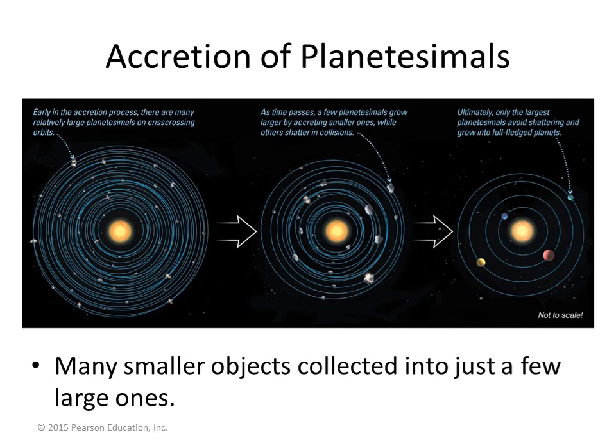So this is how they accreted, or gathered up, I guess you could say. The many smaller objects collected into just a few large ones. Now, this process, of course, would have taken hundreds of millions of years, but this is how we think the planets came to be.